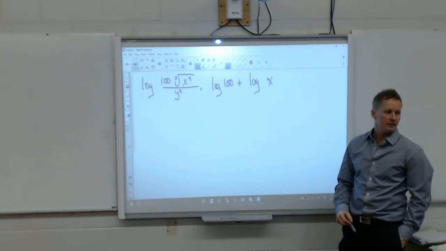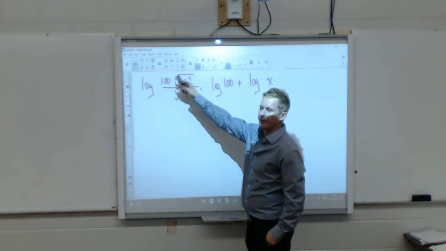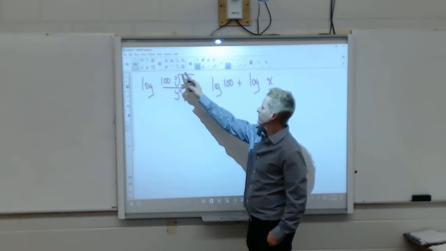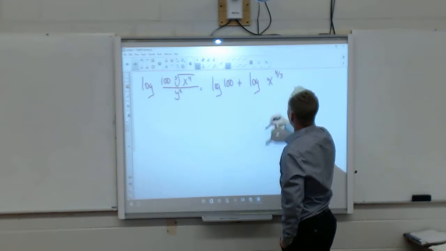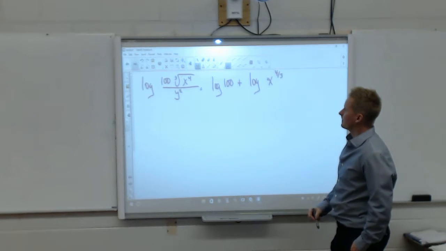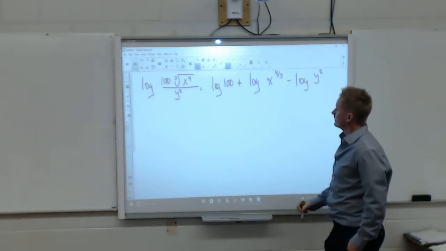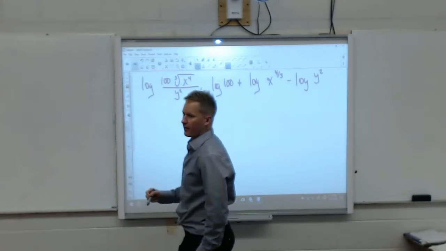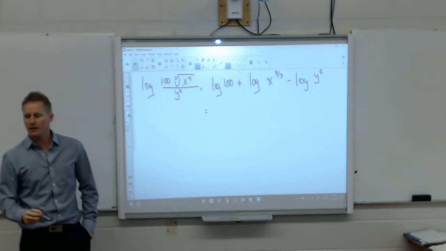What is it? You're right. Somebody said it. 4/3, right? This is to the 1/3, correct? So it's x to the 4th to the 1/3. So that means it's 4/3. I just skipped a step there. Okay? Minus the log of y squared. So now let's just simplify the last bit here. The log of 100.